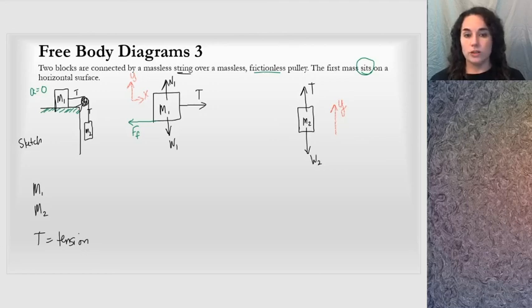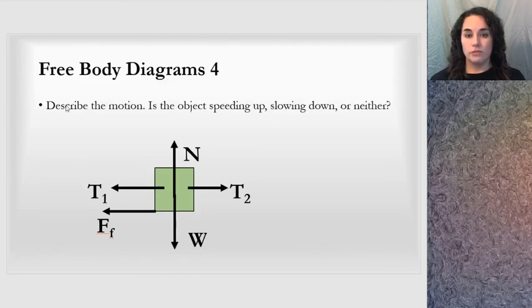The final question I picked for us involves a free body diagram. I drew this free body diagram, and I'm asking you to describe the motion. Is it moving left? Is it moving right? Is it speeding up? Is it slowing down? Is it not doing either of those? What do you think? Pause for a second and see what your reasoning would be.